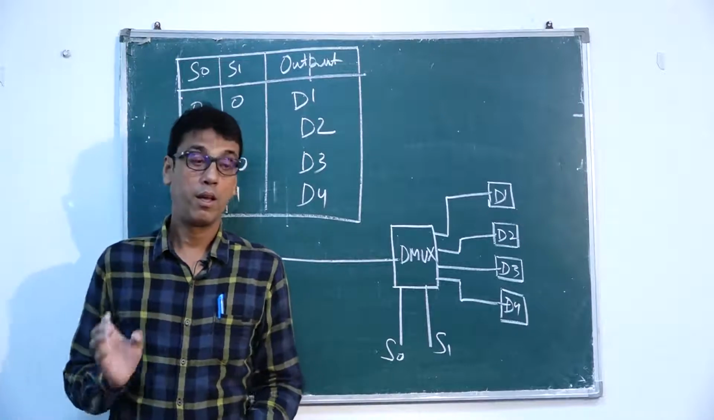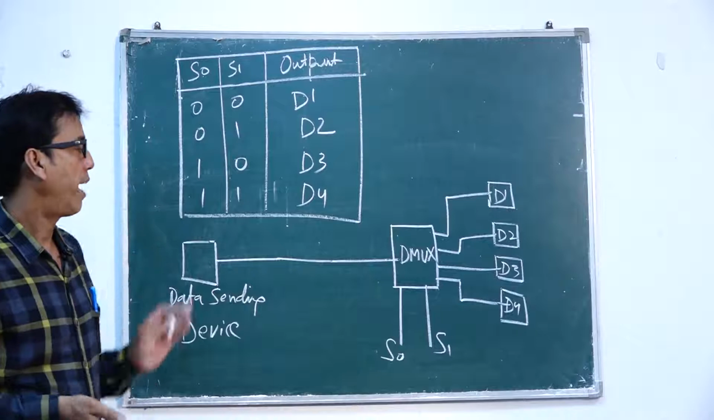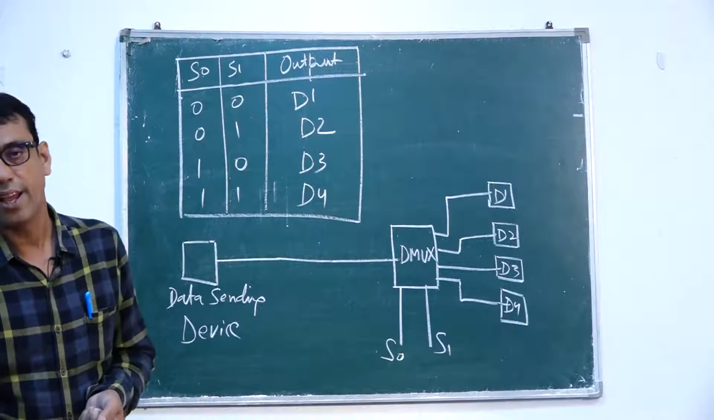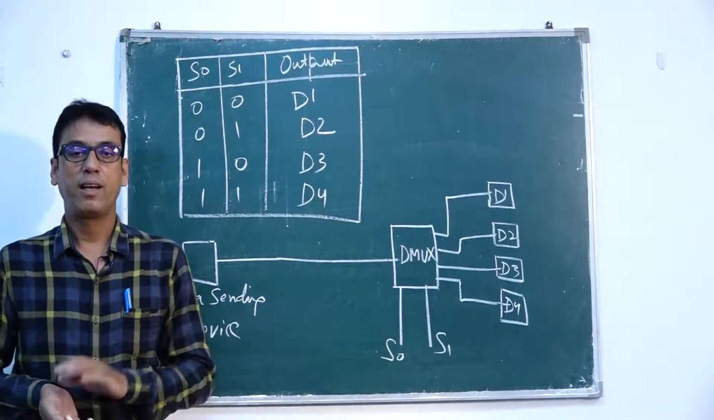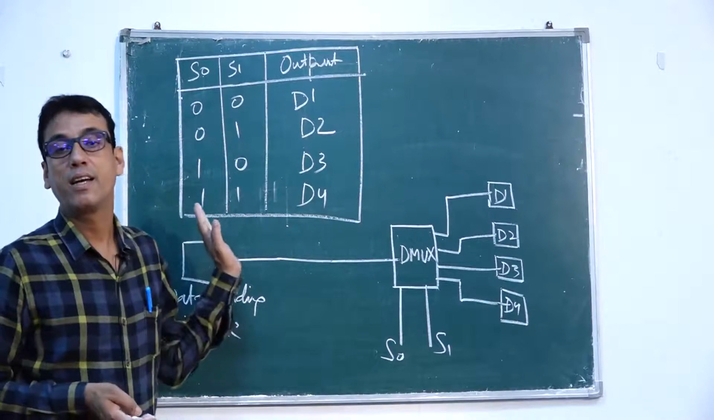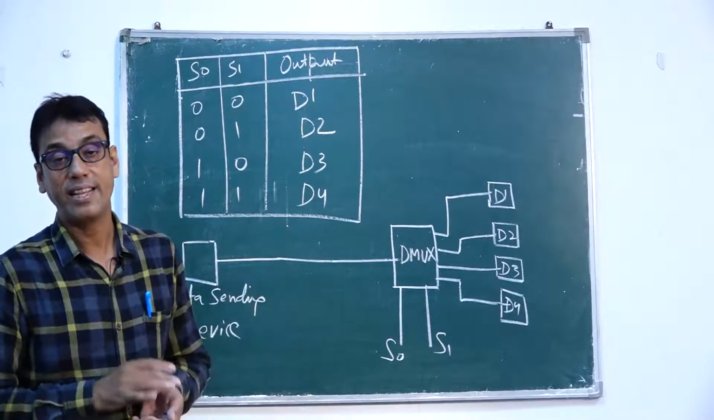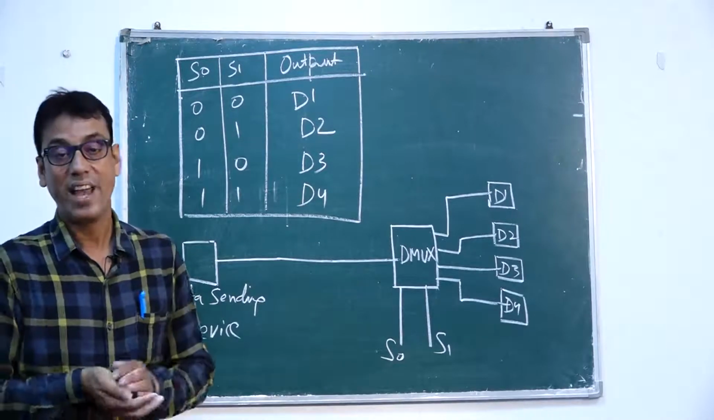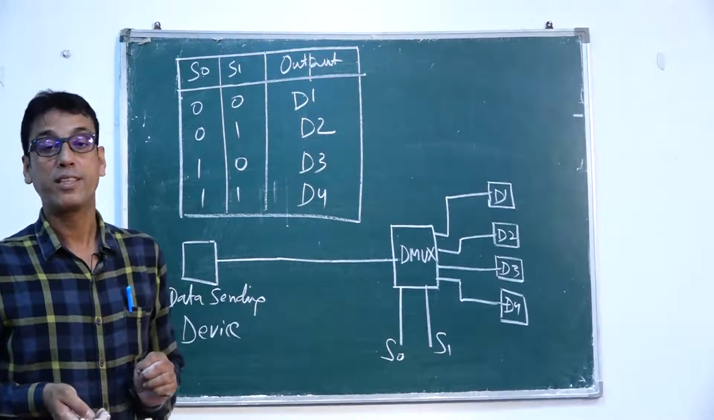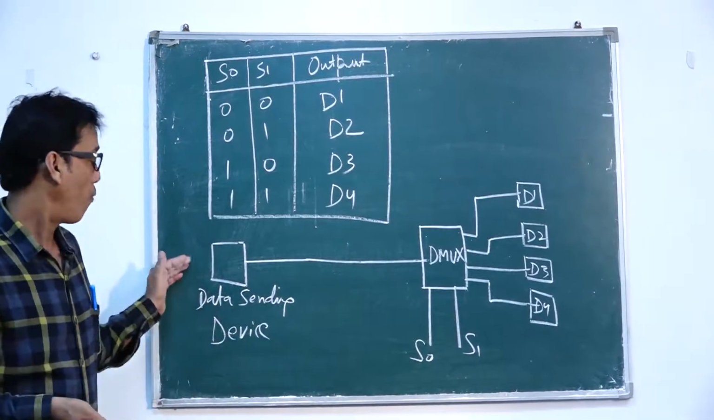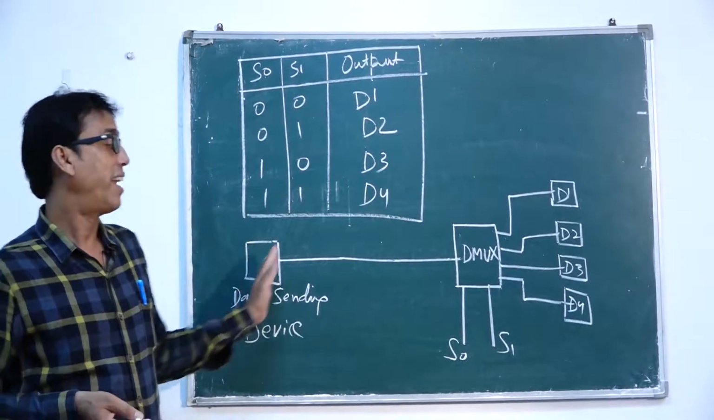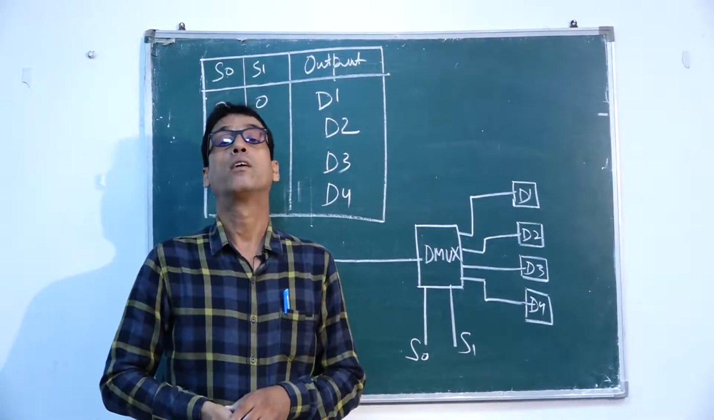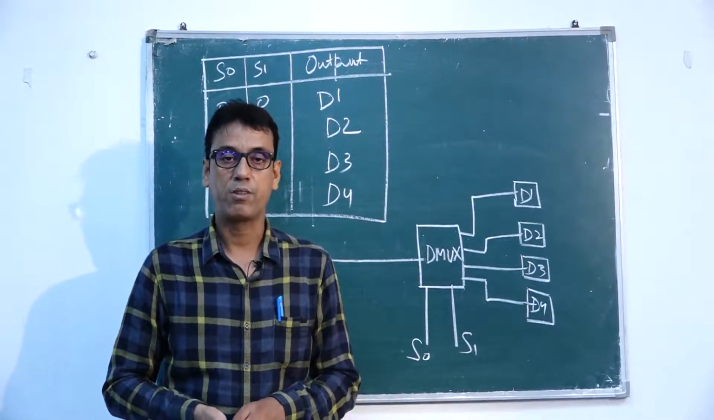So, it is very clear that demultiplexer is just like multiplexer, but multiplexer reduces the number of data lines in the case of more than one device sending the data to a single data line. Whereas in the case of demux, it reduces the number of data lines in a case where the data sending device is one, whereas at the data receiving end, there are more than one device. Hope you understood what is demultiplexer.